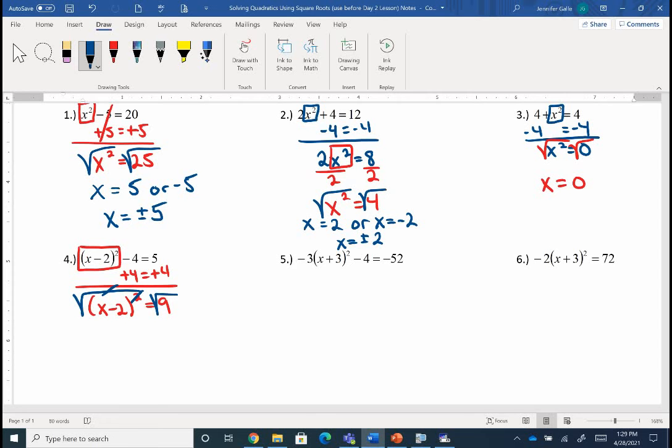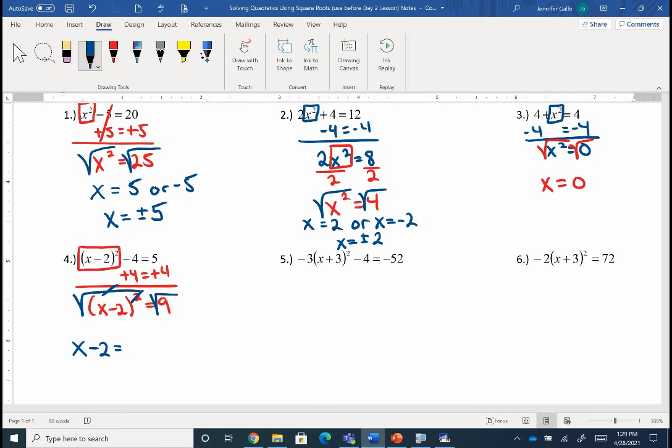So on the left side, I have x minus 2. All I have on the left side is x minus 2. I don't have to do anything else. I don't try to take the square root of 2 or x. The square root and the square cancel each other out. They undo each other.